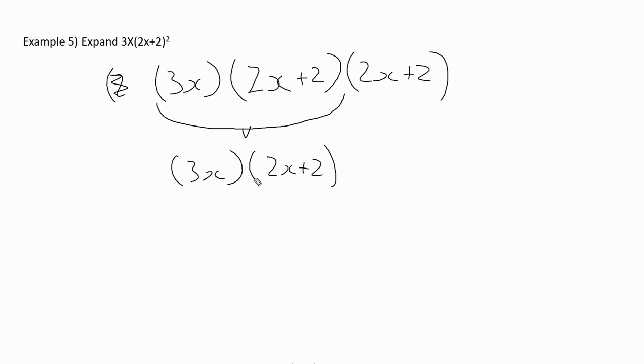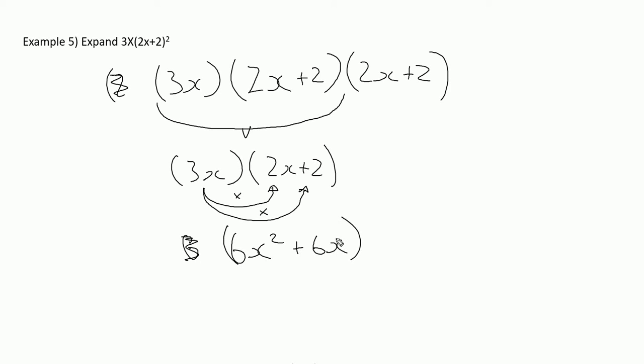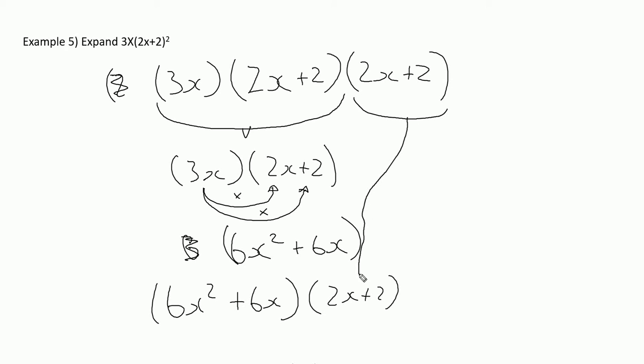You simply do that term multiplied by that term and that term multiplied by that term as before. So this will give you 6x squared plus 6x. And now you can replace these two brackets with this expression here that you've just calculated, and this will give you 6x squared plus 6x times 2x plus 2, because I'm now bringing in this bracket here and I'm replacing this expression with this bracket.